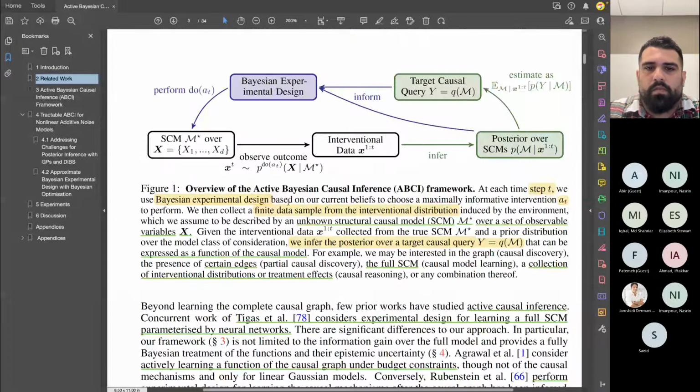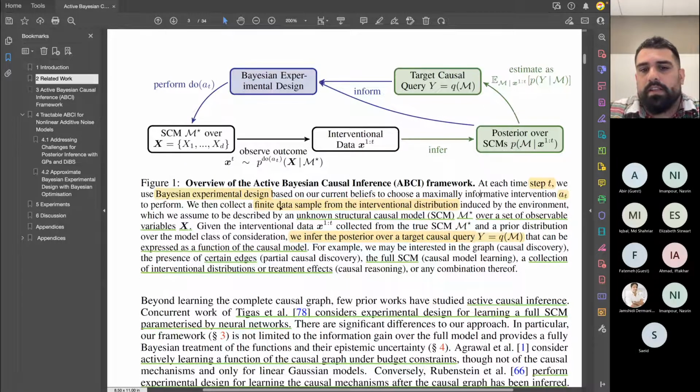So in figure one, they have the overview of the framework. It is like sequential experiments that are performed at each time t. They use a Bayesian experimental design based on the belief at that time point, where they want to choose a maximally informative intervention a of t. So a of t is the intervention at time t, and they want to perform do-calculus on that Bayesian prior, and then based on that they want to collect finite data samples from the interventional distribution induced by the environment.